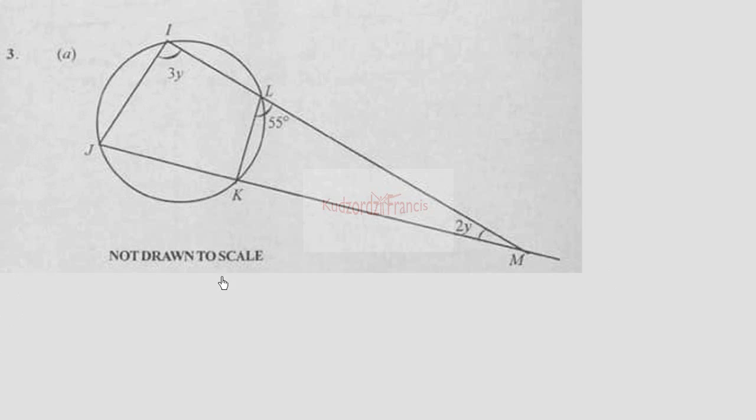We have this figure, not drawn to scale, and we are supposed to find the value of y. We have several ways, but it is a very easy question. This and this should give you 55, and this and this should give you 180. At the same time, this and this should give you 180. This and this should give you 180. So it means this must be equal to 55. You can try it and see.